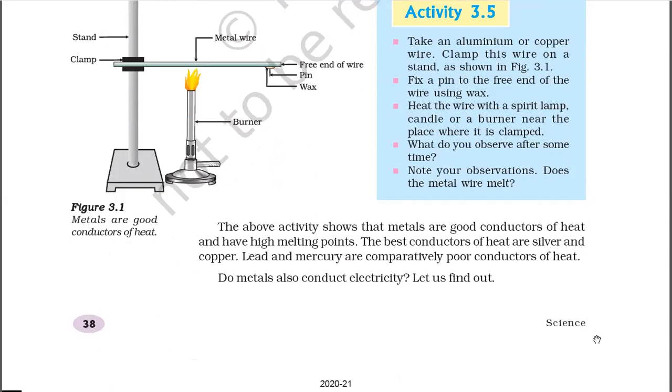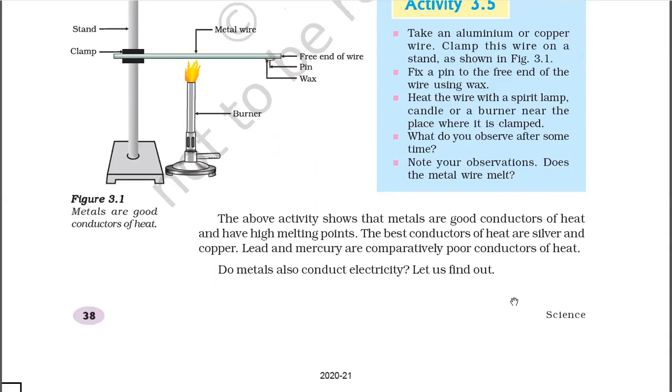The above activity shows that metals are good conductors of heat and have high melting points. The best conductors of heat are silver and copper. Lead and mercury are comparatively poor conductors of heat. Do metals also conduct electricity? Let us find out.